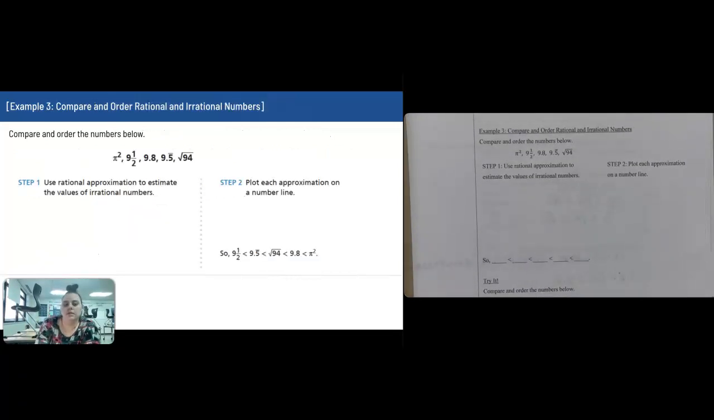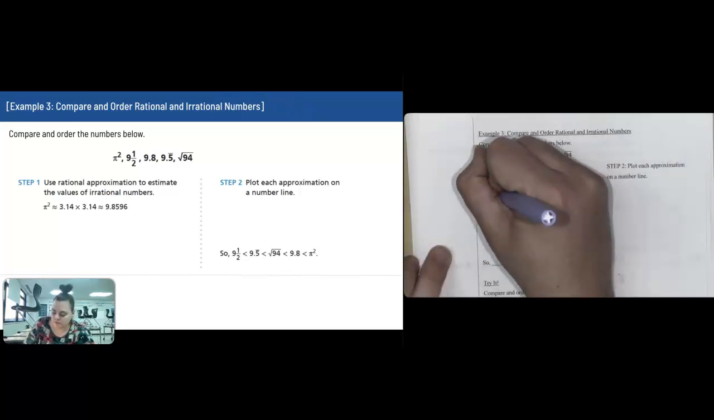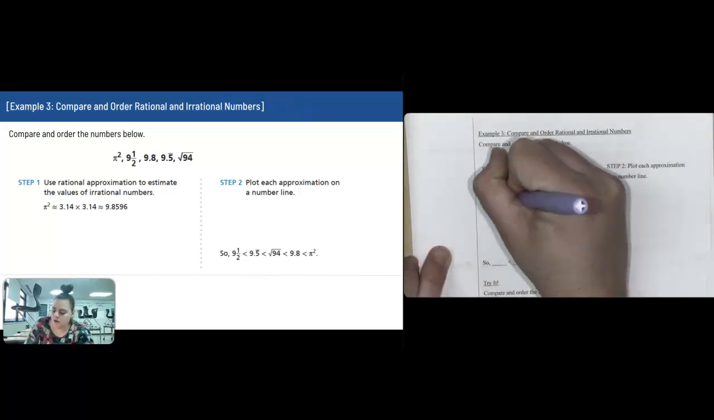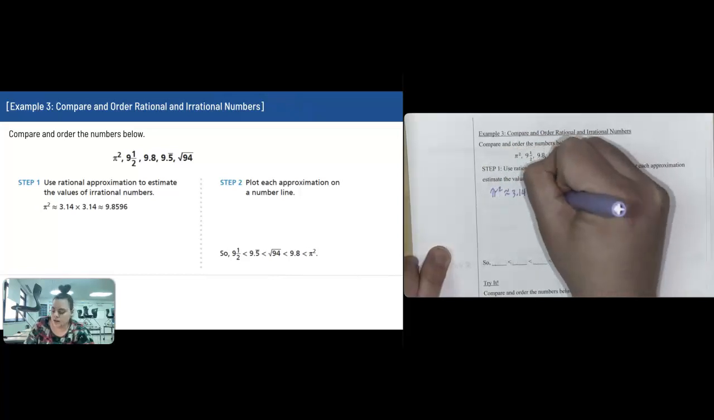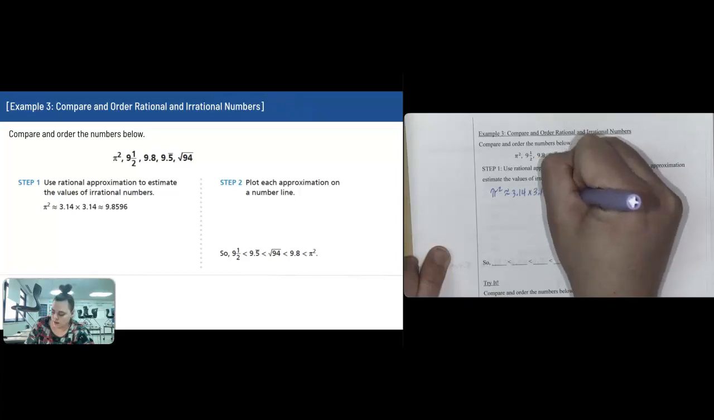Let's look at one more example. Comparing and ordering a set of rational and irrational numbers. We're asked to compare and order these numbers. First, we'll use rational approximations to estimate the value of each irrational number. So pi we know is irrational, therefore pi squared is also irrational. But we can approximate it by saying that it is about 3.14 times 3.14, which is equal to 9.8596.